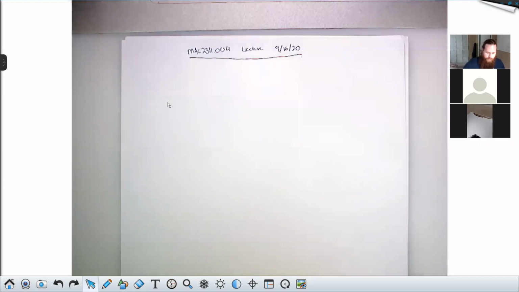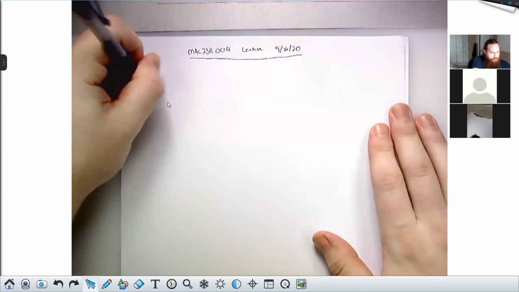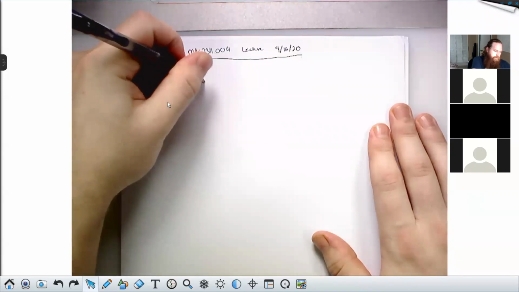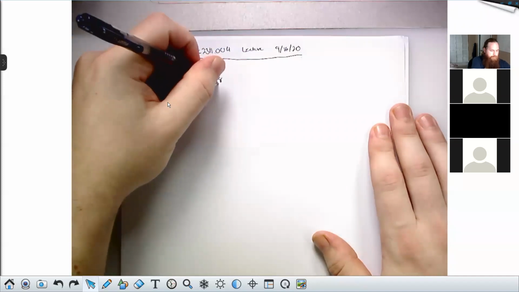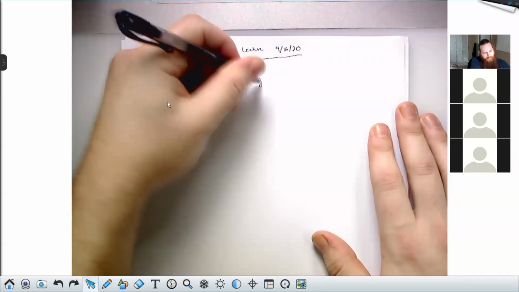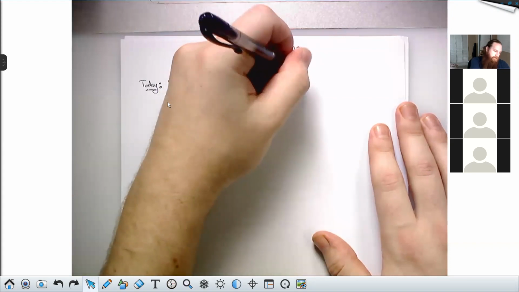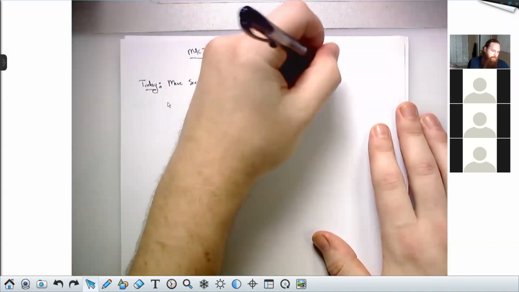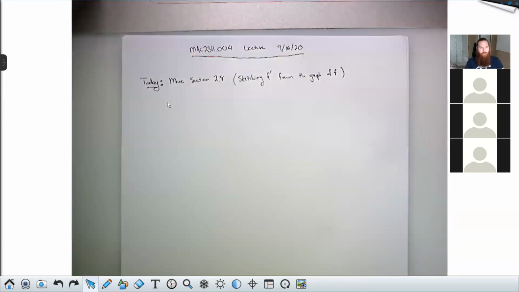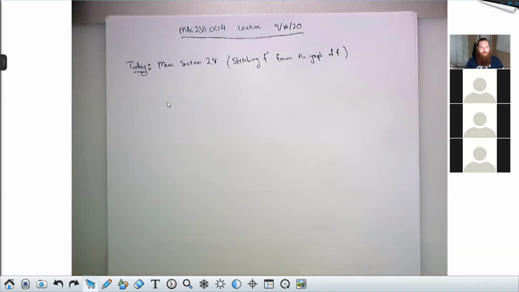A word of warning. So we're learning how to sketch f prime from the graph of f. I'll readjust the camera a little bit.